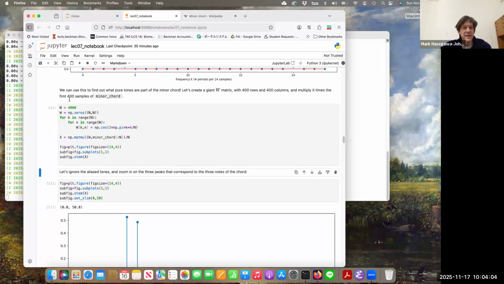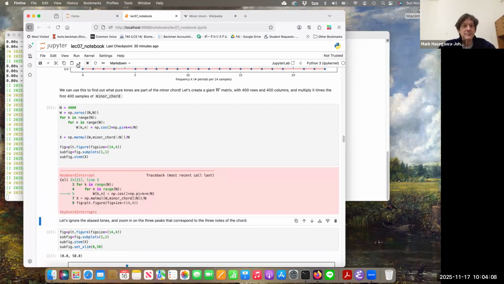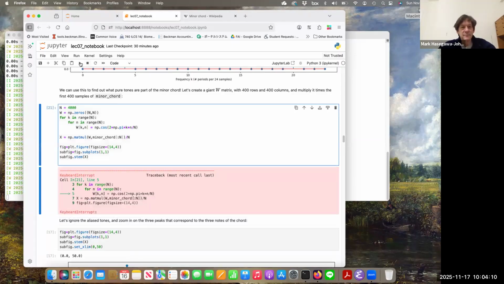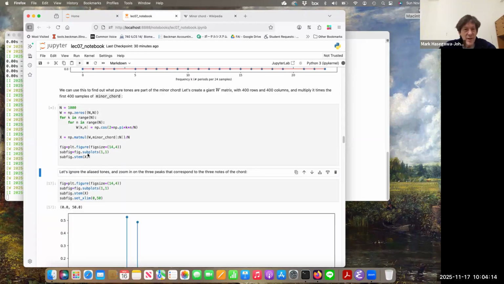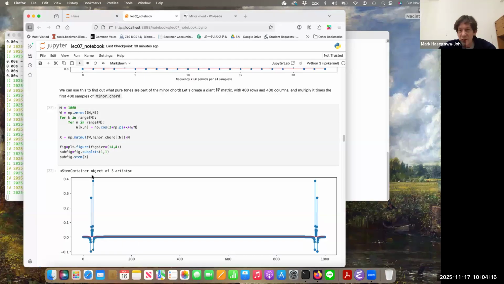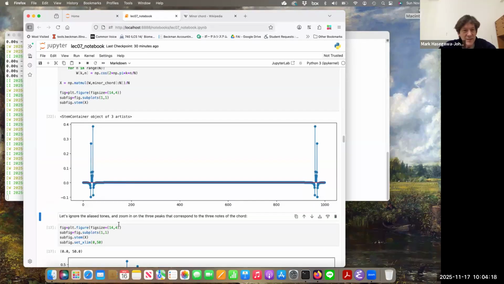Oh goodness, that's taking too long to run. Let me try 1,000 samples and see if that will run. There we go. That's much better information. Now we can zoom in and see that there's a lot of information there. I wonder if that's enough information.